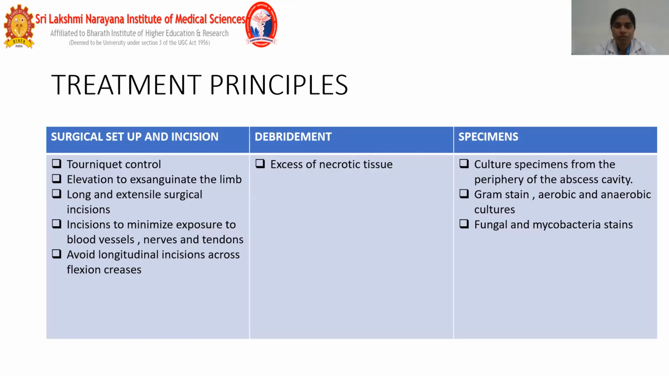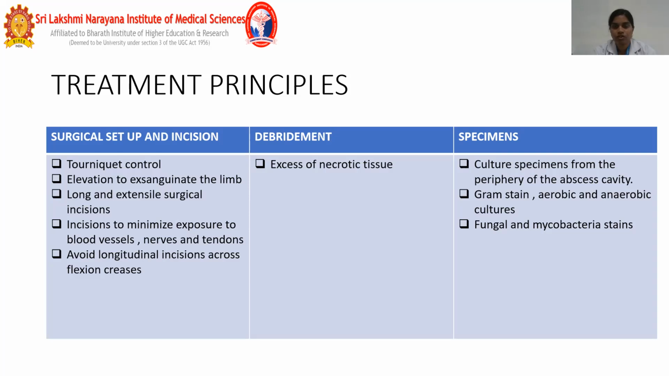The main treatment principles are, first, all these infections will have an abscess which needs incision and drainage. So before placing the incision, we need tourniquet control to prevent bleeding and elevate the limb to exsanguinate the limb, and then long and extensive surgical incisions for adequate drainage of the purulent material, with incisions placed to minimize exposure to the blood vessels, nerves, and tendons, and avoid longitudinal incision across flexor creases.